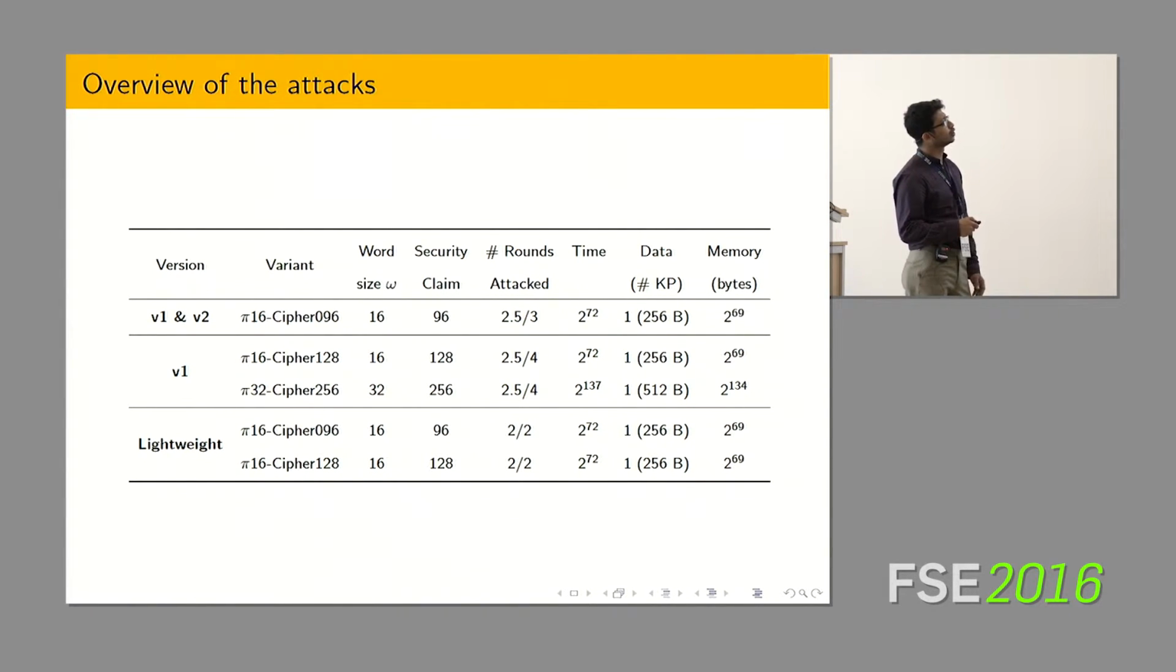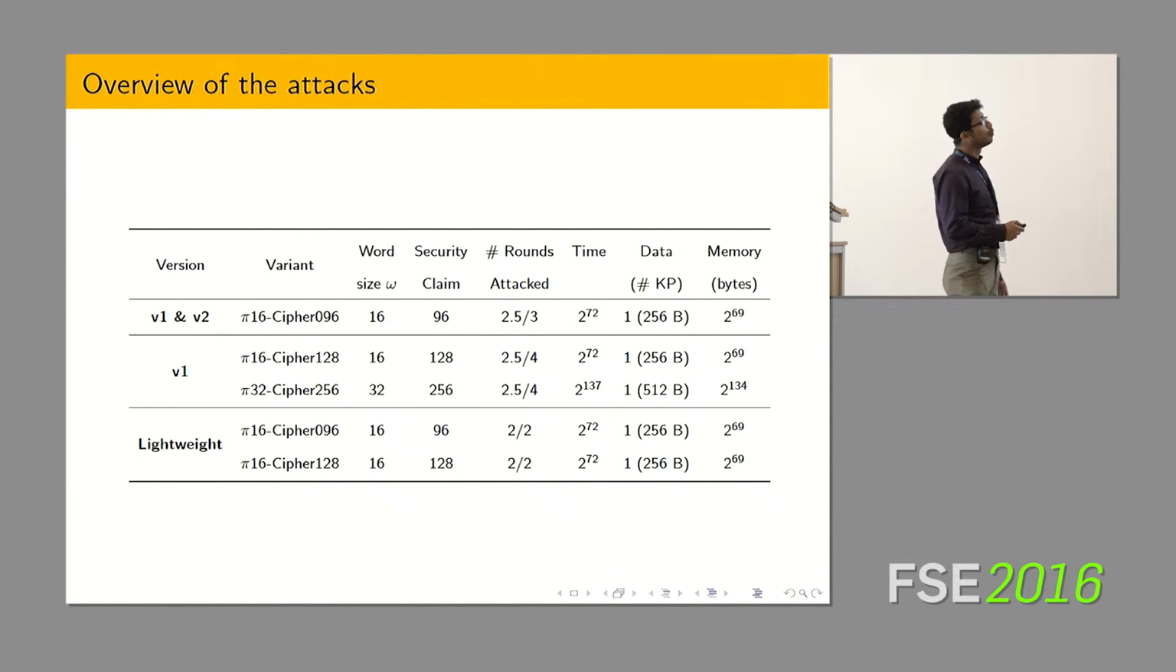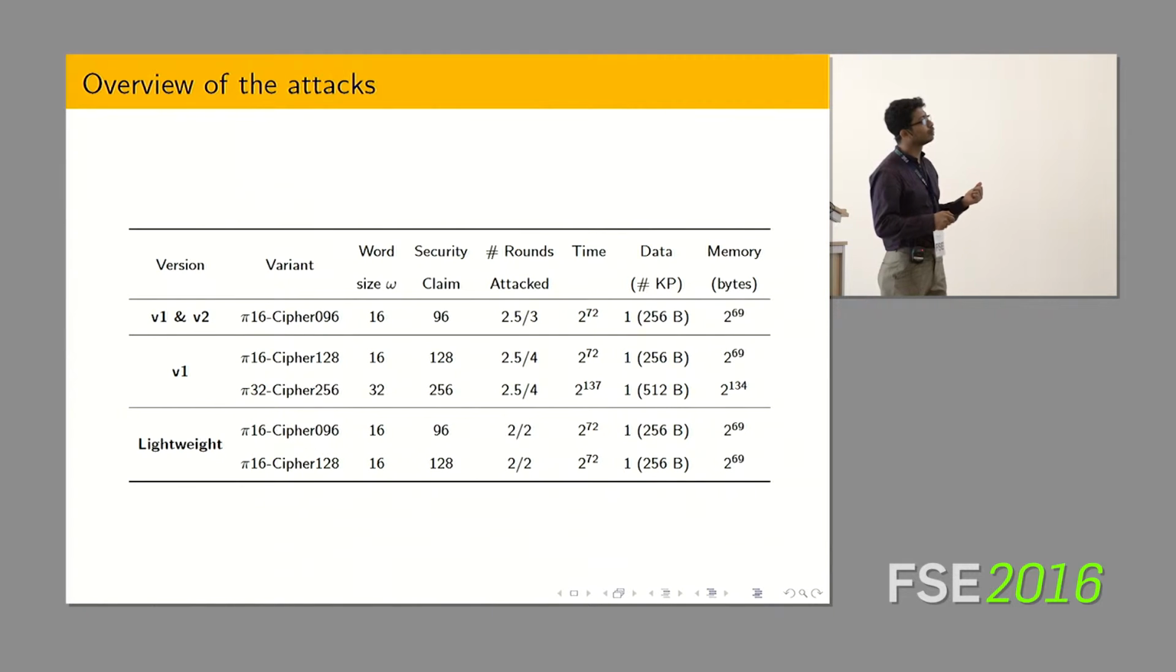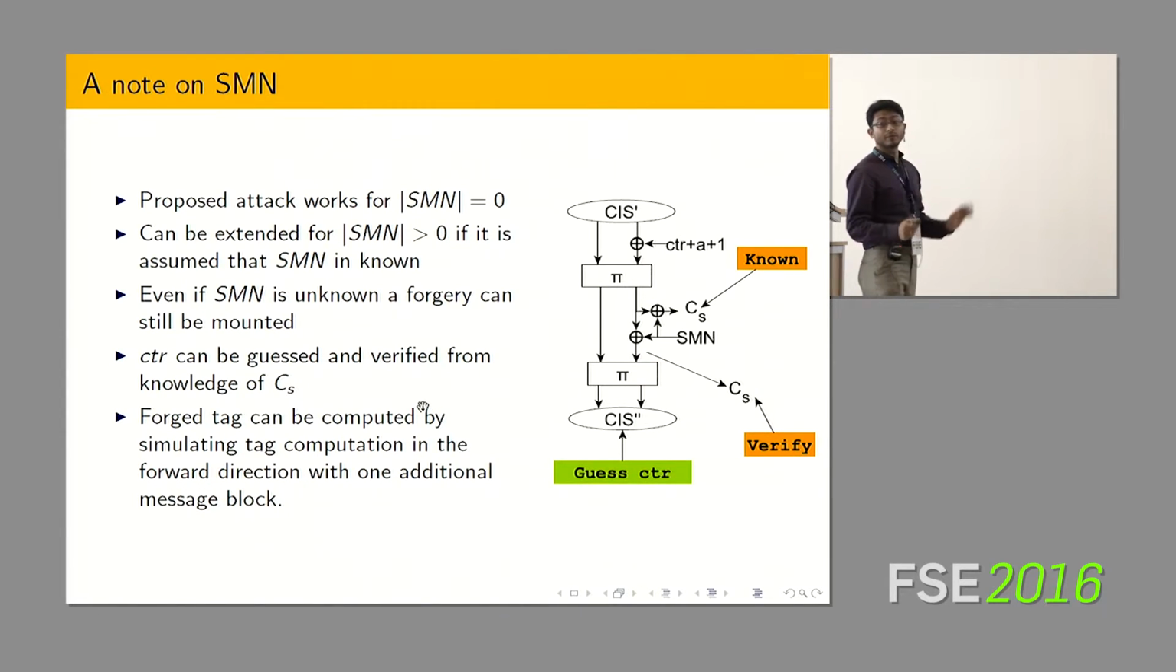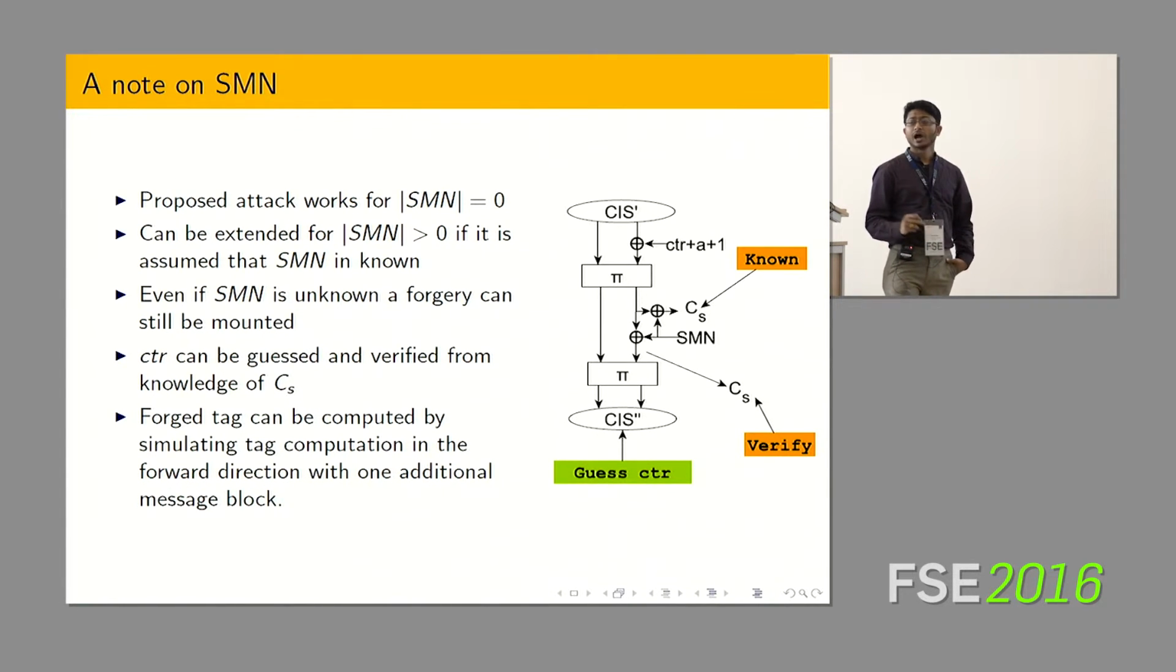Similarly, for other candidates also, one important thing to note is that the data complexity, as I already mentioned, is one plaintext with 16 omega blocks. So plugging in the value of omega, we get these blocks. So one note about the SMN. Now this attack works only if the SMN size is 0. However, if you assume that the SMN is known, it still can be adapted. And if you again assume that the SMN is unknown, we can still mount a forgery.